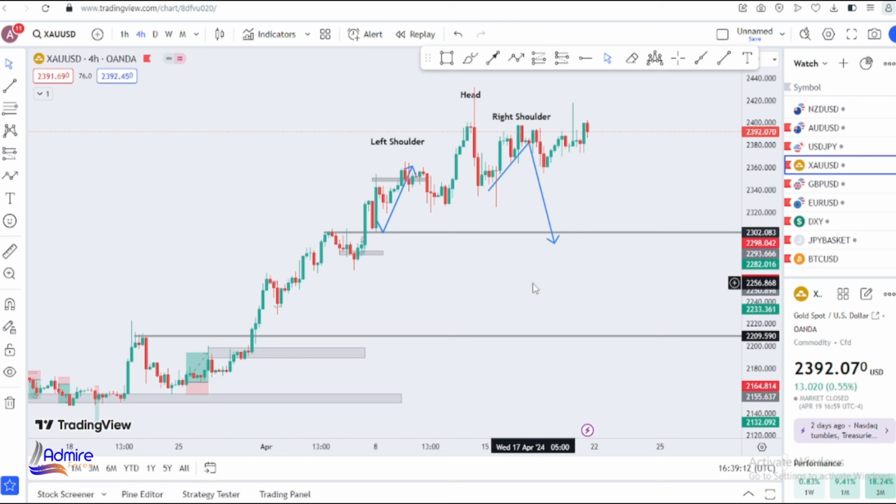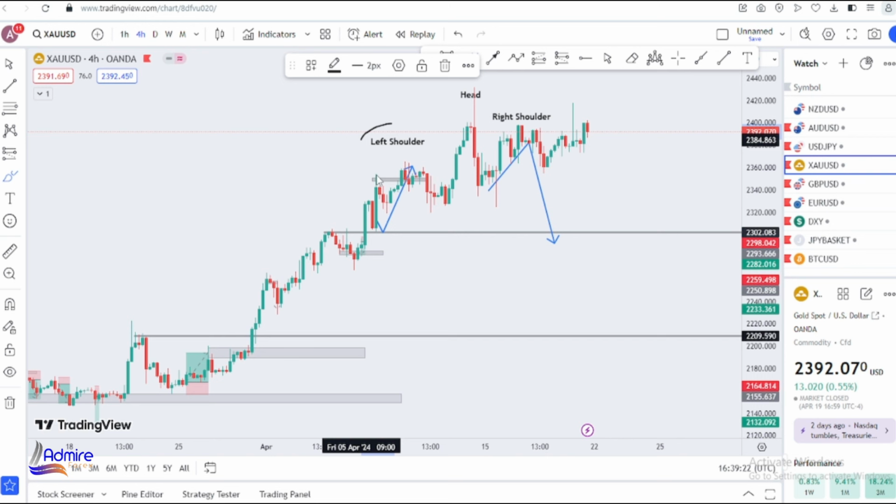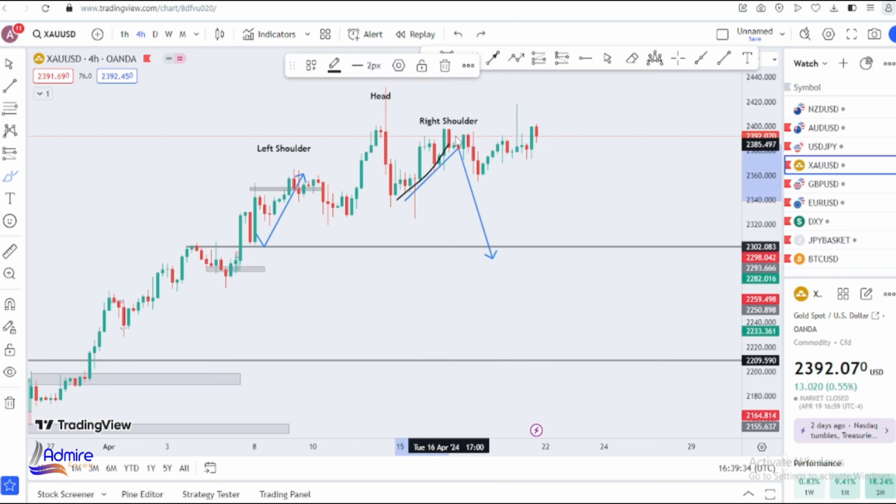Okay, price was somewhere down here, which we were looking for price to give us a chart pattern, which I had already stated here: the left shoulder, head, and a right shoulder. Practically, that's the same thing price is now doing. Price actually gave us that right shoulder, which I already predicted even before time.